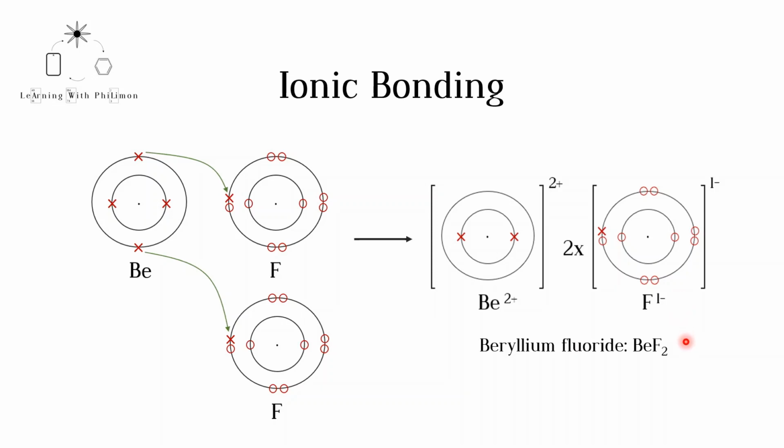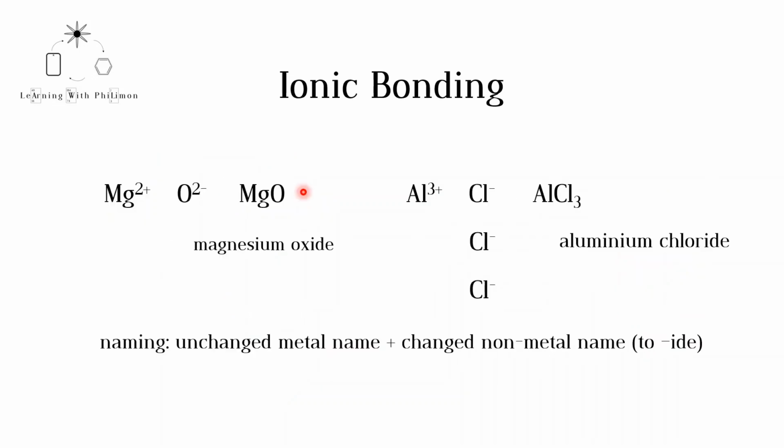The diagram is similar to the previous slide, but a 2 times has been added to show that 2 fluoride ions are present. You could also draw the fluoride ion twice. Let's look at some examples without drawing the dot and cross diagrams.